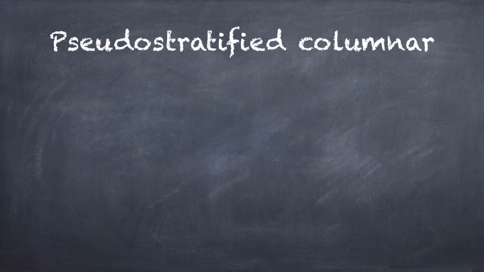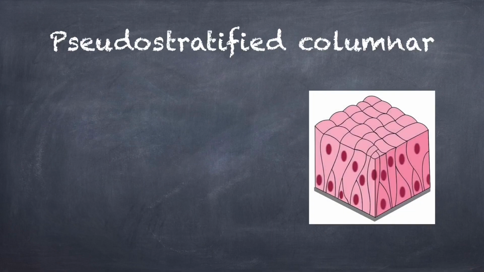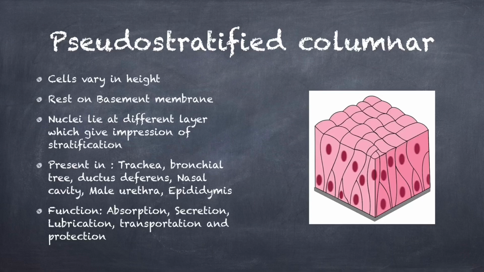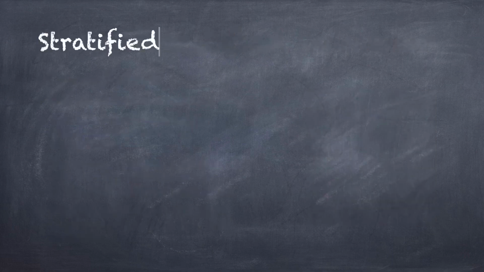Pseudostratified columnar epithelium. Here, cells vary in their height. They rest on a basement membrane. Nuclei lie at different layers, which gives the impression of stratification. They are present in the trachea, bronchial tree, ductus deferens, epididymis, and nasal cavity. Its main functions include absorption, secretion, protection, transportation, and lubrication.